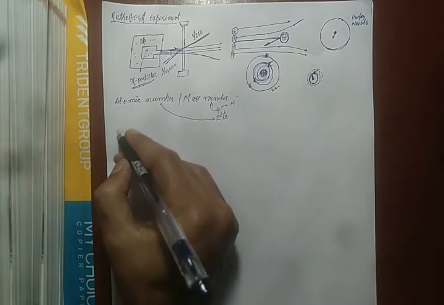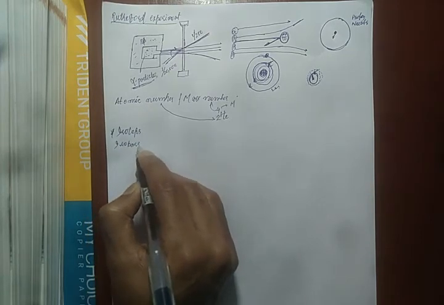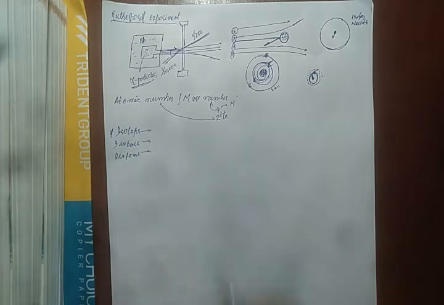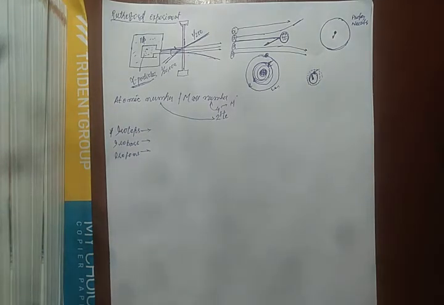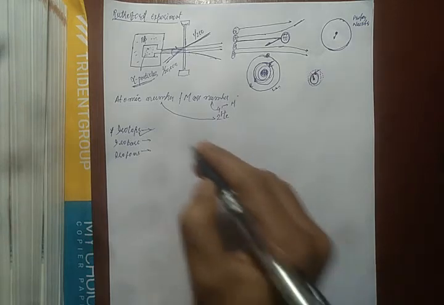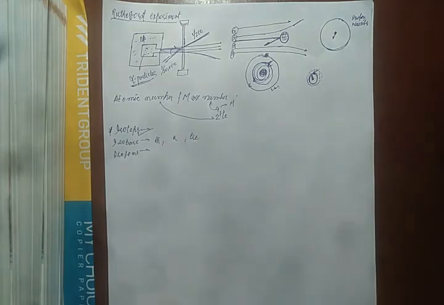Now we will see three terms here: isotopes, isobar, and isotone. What is isotopes? I know all of you know this. Elements having the same atomic number but different mass number are called isotopes. Now number two, isobar: same mass number but different atomic number. You can take examples like argon, potassium, or copper.